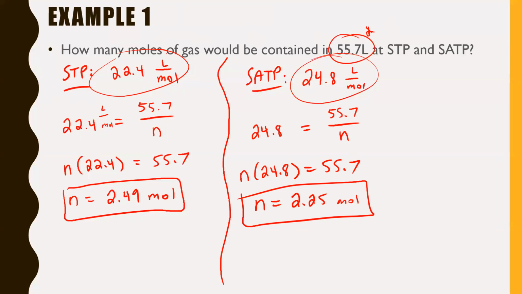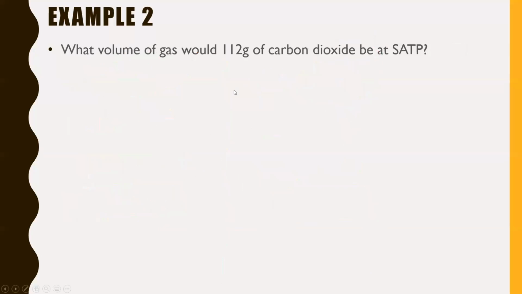So, moral of the story in this case is under SATP, you're only going to have a smaller amount of actual moles of substance. So an actual physically smaller amount of substance is going to take up a larger volume than an equivalent amount would have been at STP, right? So that's another way of kind of interpreting and thinking of this one.